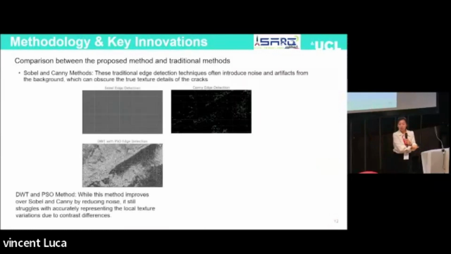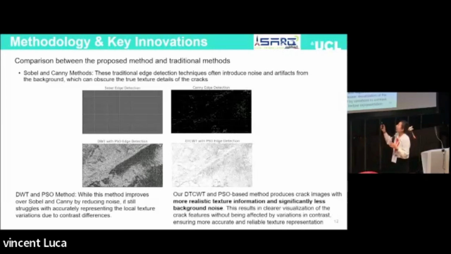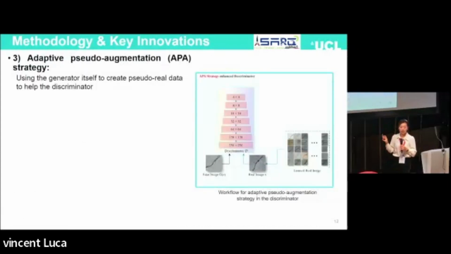We also compare our method with other traditional methods. You can see in the Sobel edge detection and the Canny edge detection, the texture is not very clear. We also compare with the DWT and the PSO edge detection. They can reduce the noise, but they struggle to accurately represent the texture variation due to the contrast difference. And this is our method. You can see we get more realistic texture information and significantly less background noise. So we get a good result.